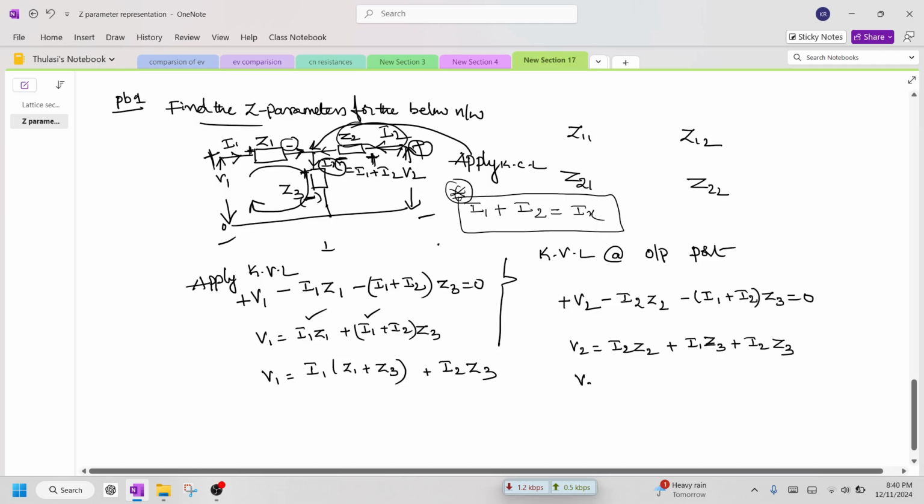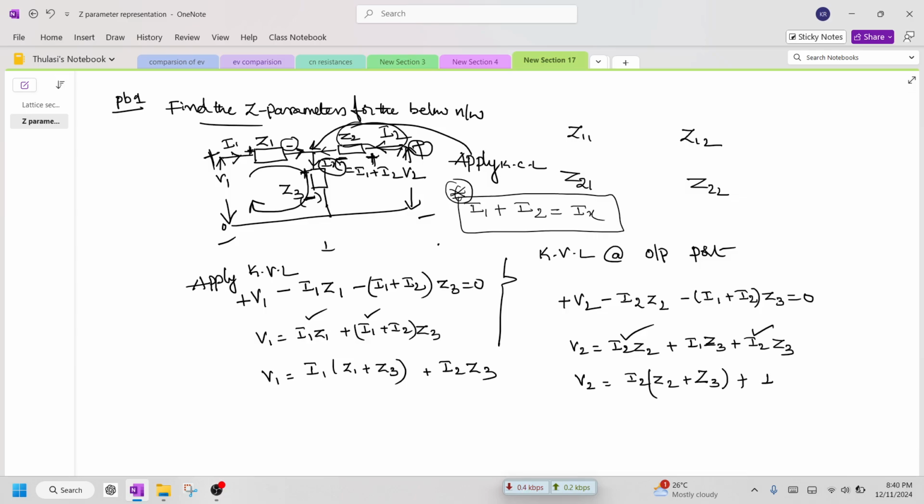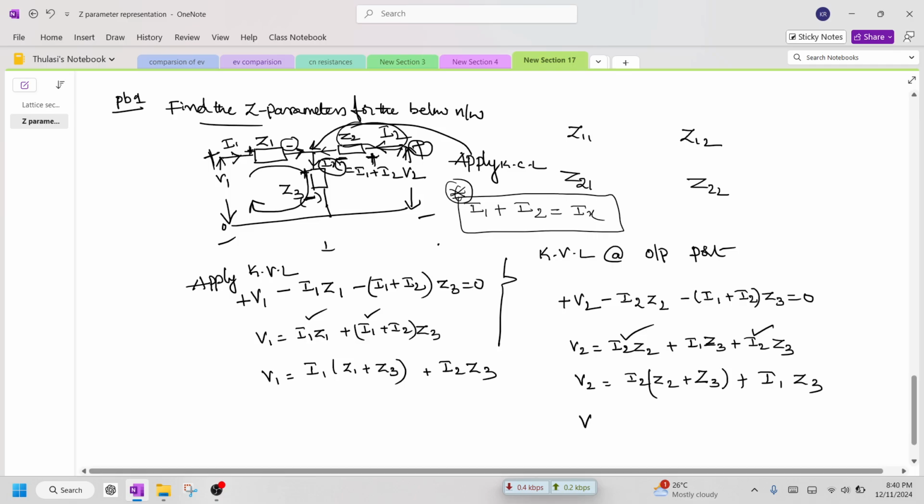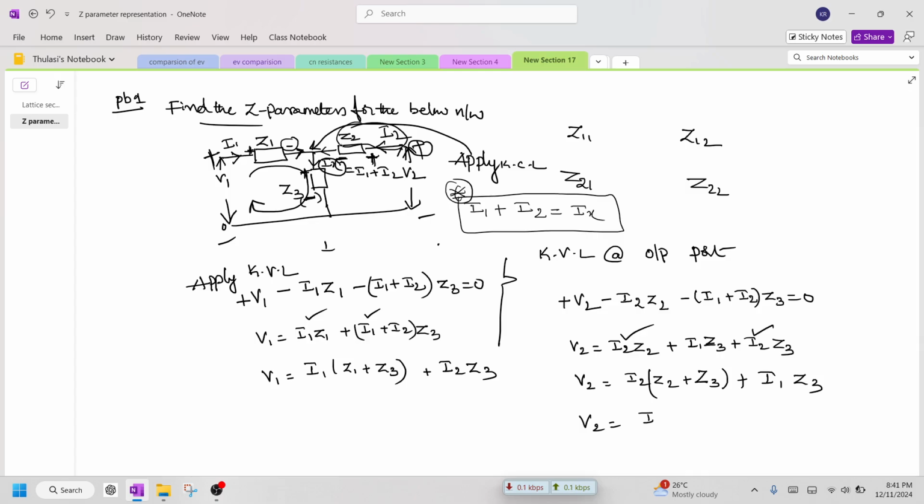So I'm segregating this in the standard format. V2 is equal to I2 Z2, and taking I2 as common from this equation, Z2 plus Z3 plus I1 into Z3. Okay. So when you shift it to the earlier, you can write I2 is equal to I1 into Z3 plus I2 into Z2 plus Z3.